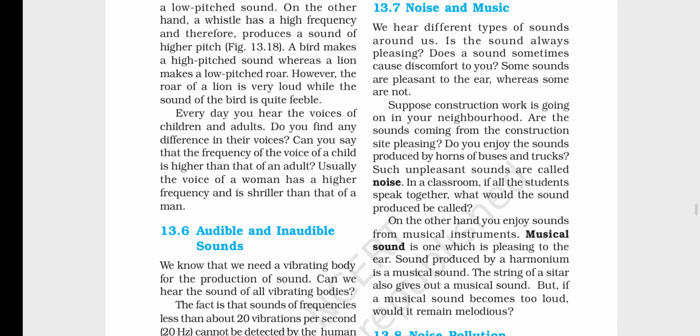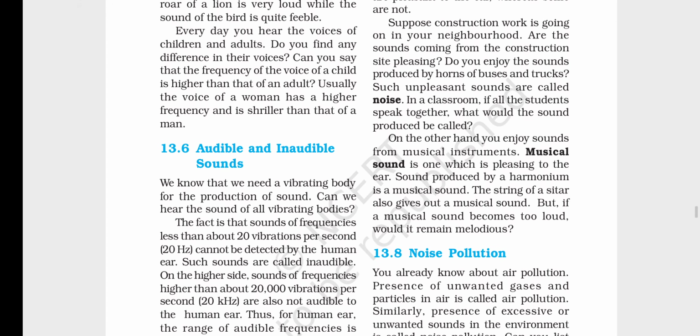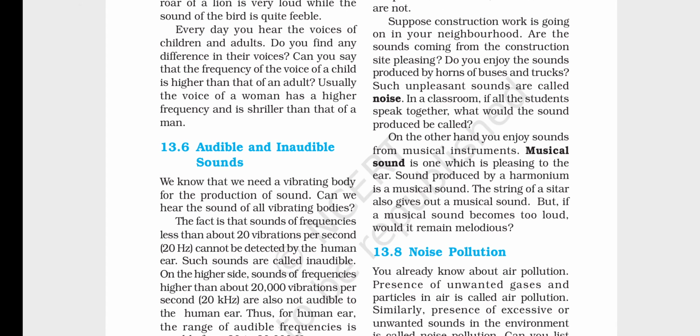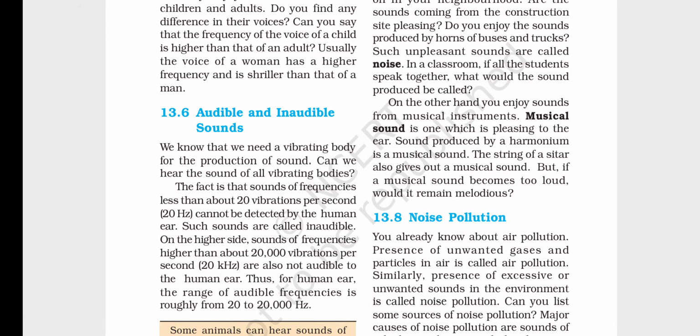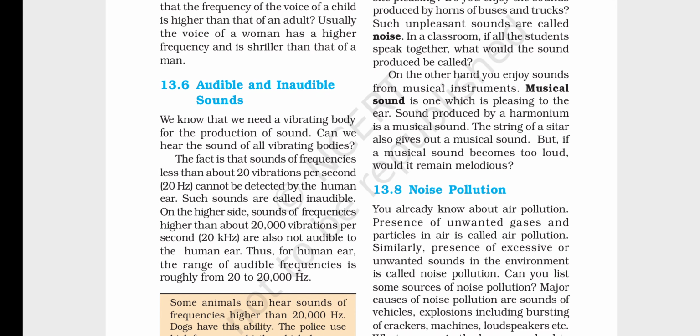A bird makes a high pitched sound, whereas a lion makes a low pitched roar. However, the roar of a lion is very loud while the sound of a bird is quite feeble. Every day you hear the voices of children and adults. Do you find any difference in their voices? Can you say that the frequency of the voice of a child is higher than that of an adult?